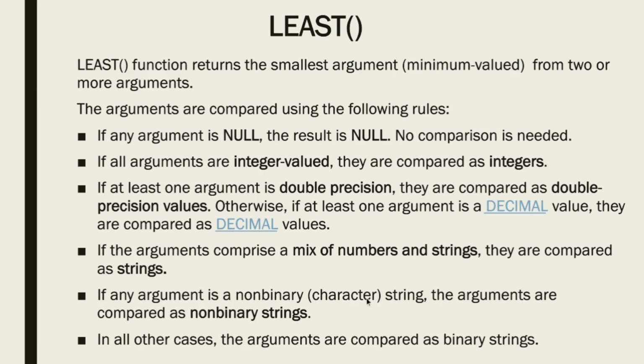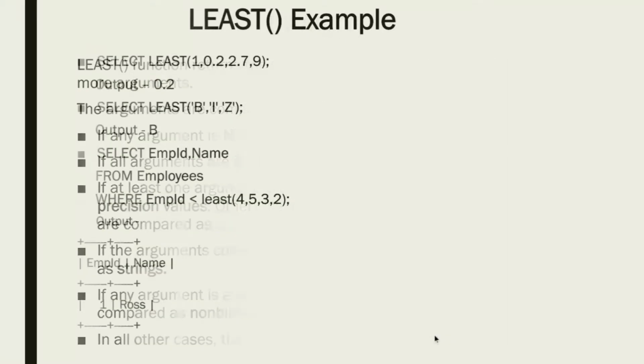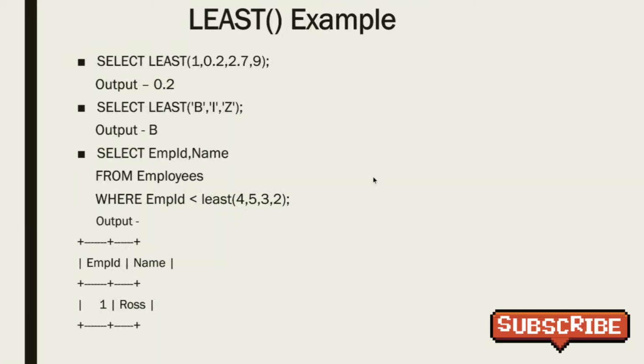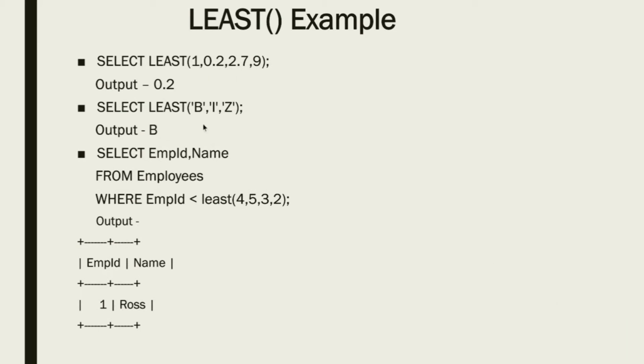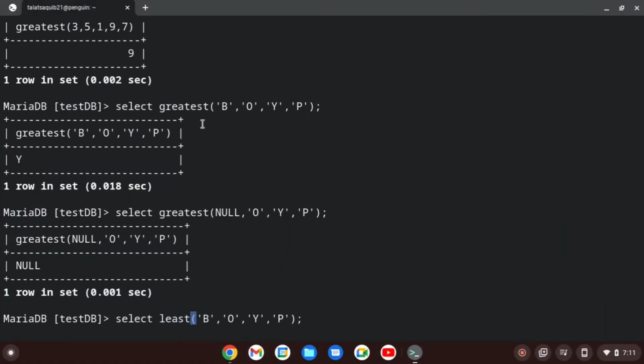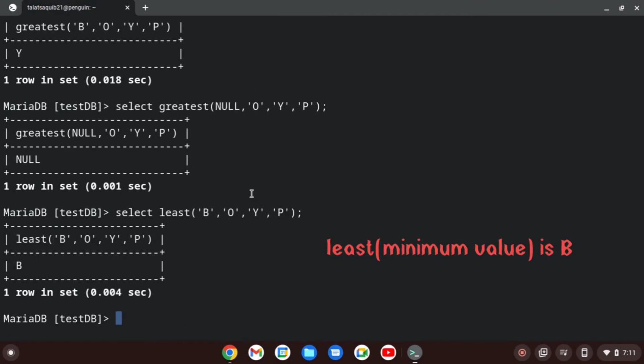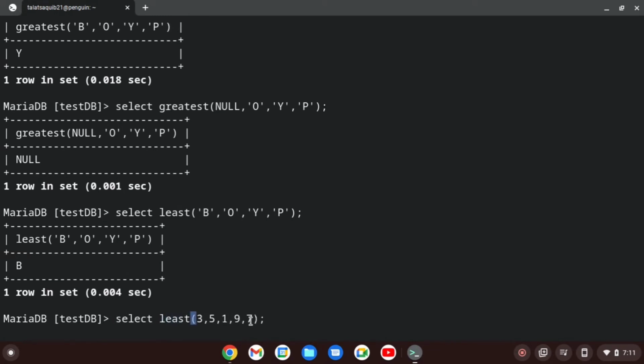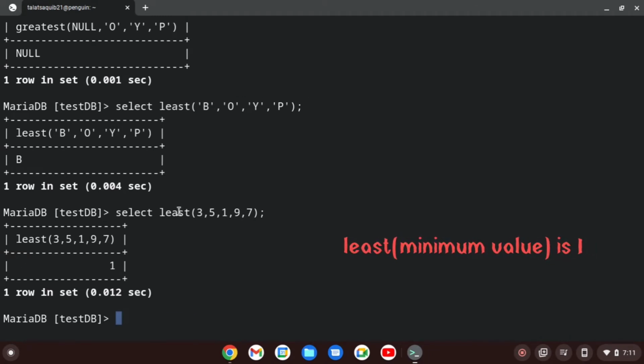Let's see examples of LEAST. SELECT LEAST, this is the argument. In this argument the minimum value is 0.2, that's why it returns 0.2. Let's check in the terminal. Here the least value is B, which is the minimum value in this argument, that's why it returns B. Let's check it with these digits. It's showing 1 because 1 is the minimum value in this argument.